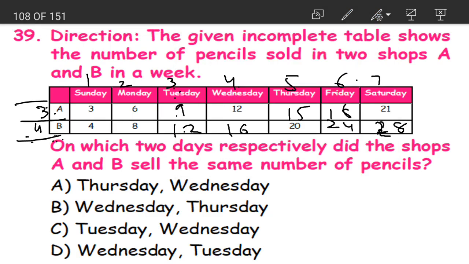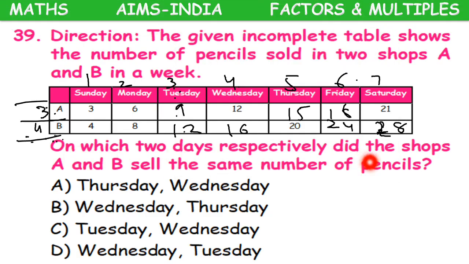Now what should we find out? On which 2 days respectively did the shops A and B sell the same number of pencils? If we observe, shop A sold 12 pencils on Wednesday and shop B sold 12 pencils on Tuesday. Yes, they sold the same number of pencils.